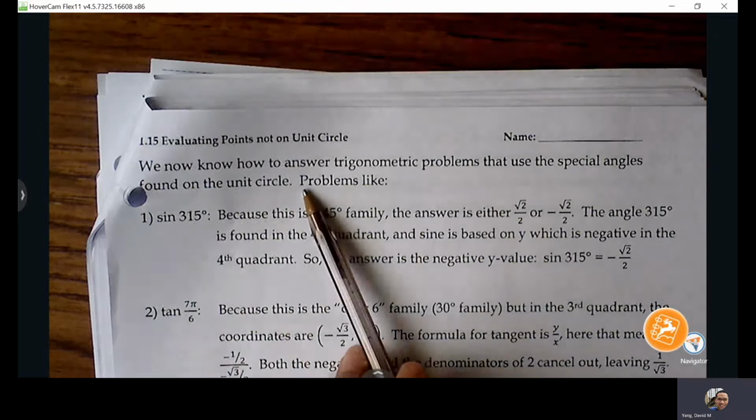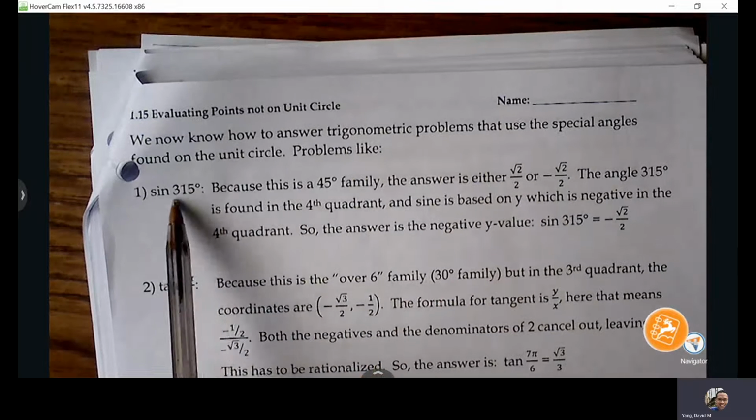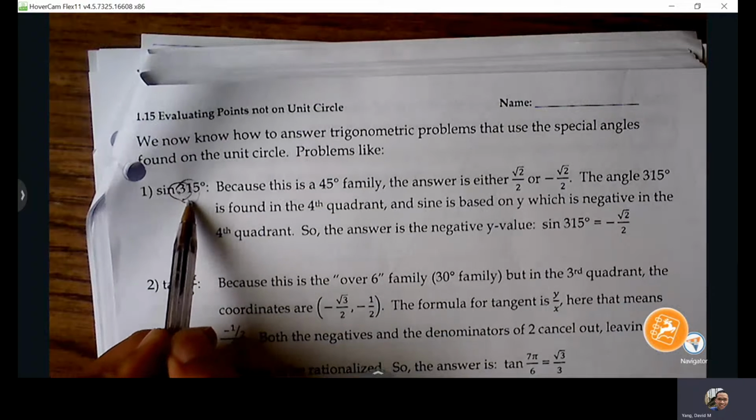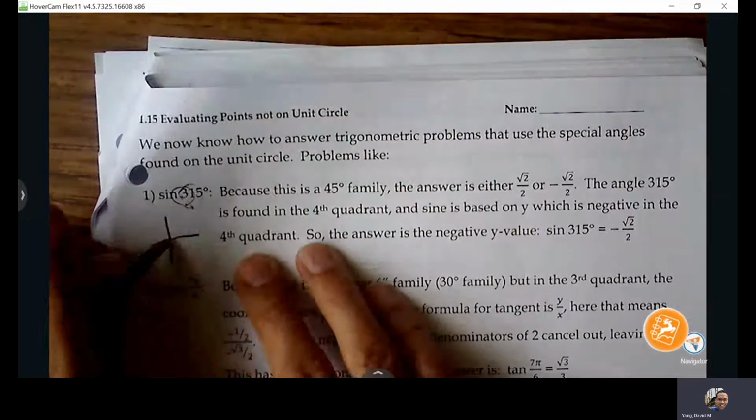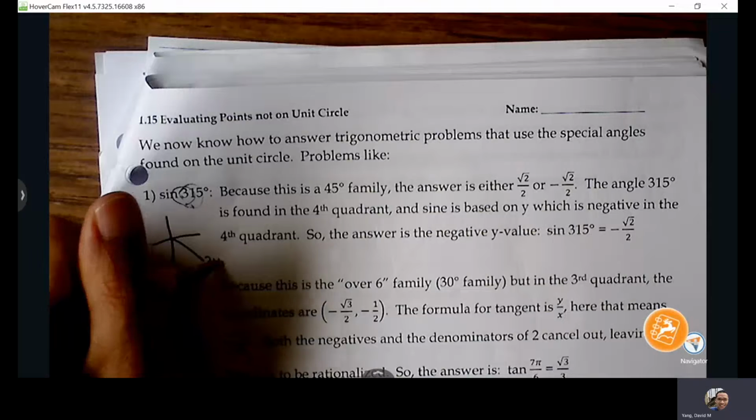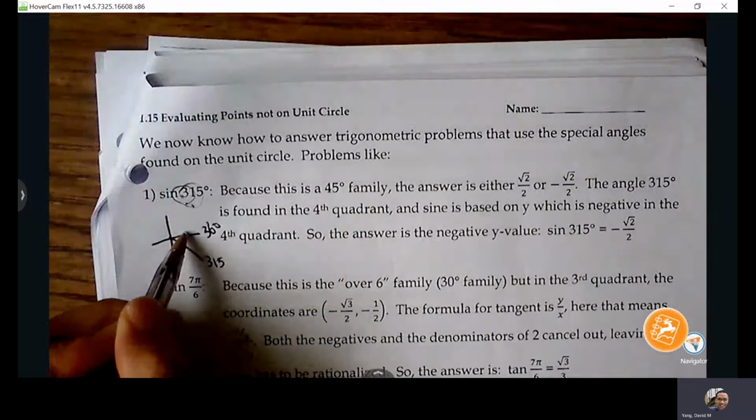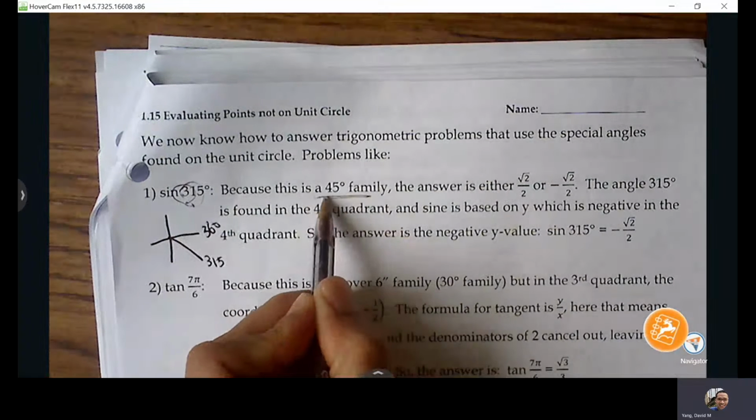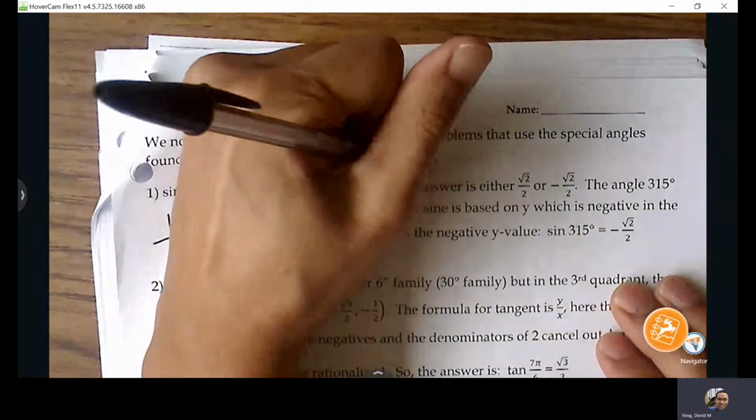So we know how to answer trig problems that use special angles. If we're trying to find sine of 315, we know that's in the fourth quadrant. And if we were to put 315 onto our graph, we know that by virtue of the reference angle, 45 degrees, it is part of a 45-degree family, which means that our ordered pair is going to be related to this, right?